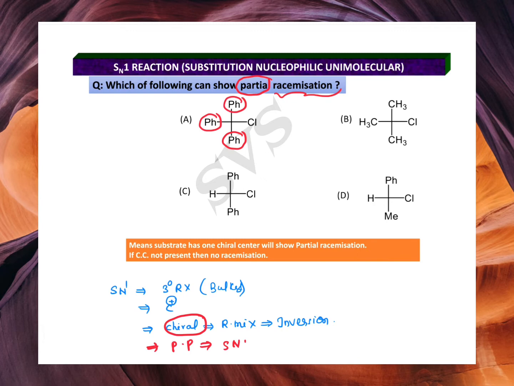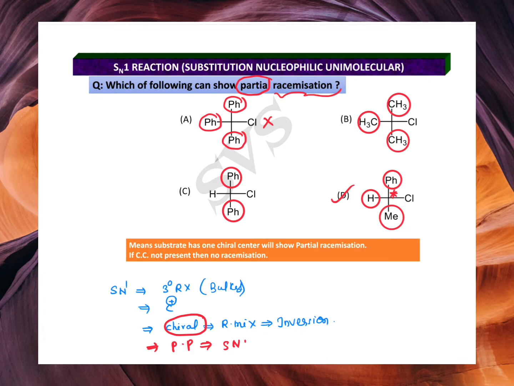Here all the phenyl groups are the same, therefore it does not form a racemic mixture. Here also we can see similar methyl groups. All the methyl groups are the same. Here we have 2 phenyl groups the same. No chiral center. But this is a chiral center: methyl, hydrogen, phenyl. Therefore this will form racemization.